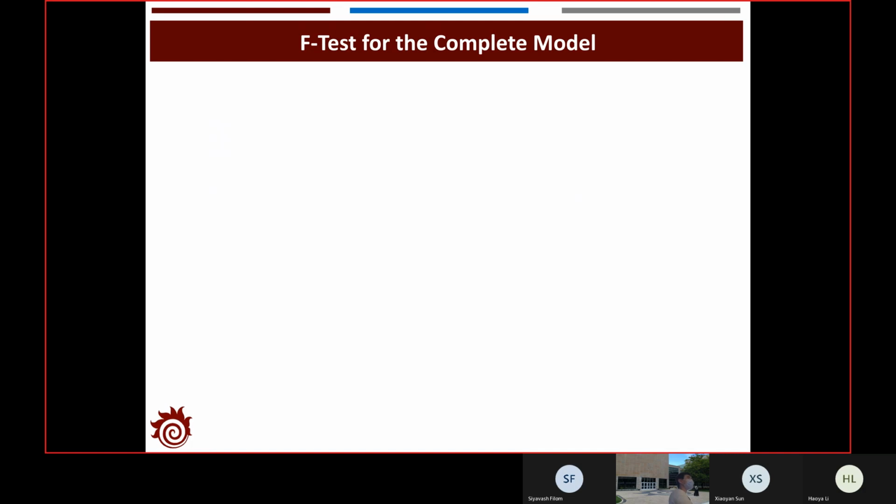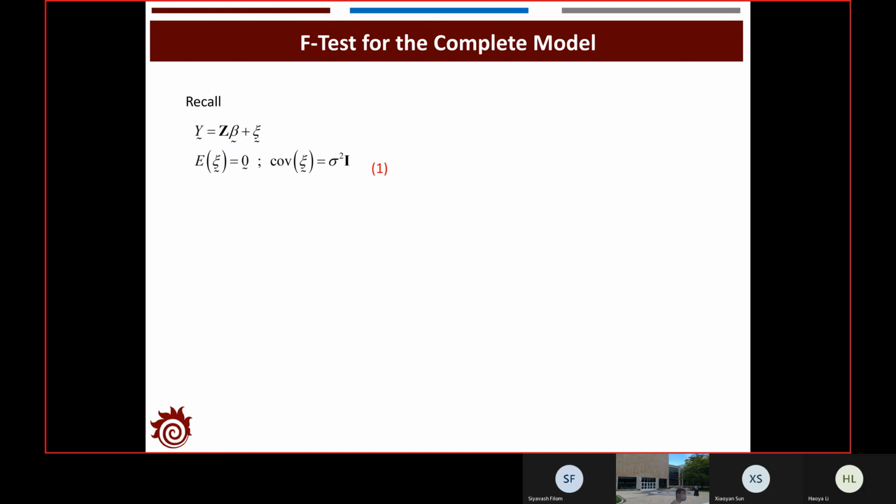For the previous hypothesis test, you can only check whether one variable is significant or not. But with this one, you can check multiple variables simultaneously, or even all the variables. So that's the advantage of the F test. We're going to use the F test to compare the complete model and the totally restricted model.